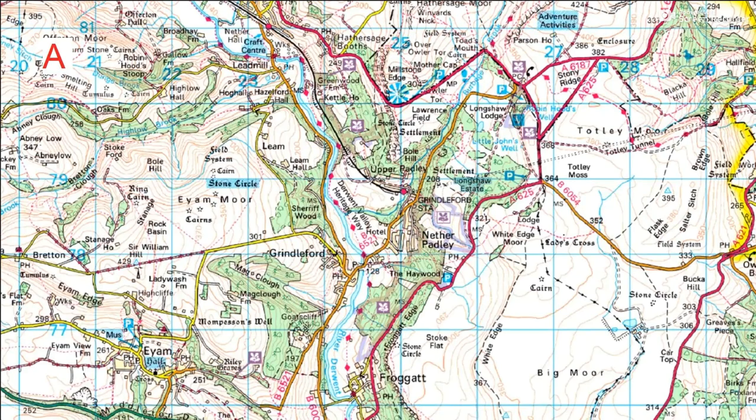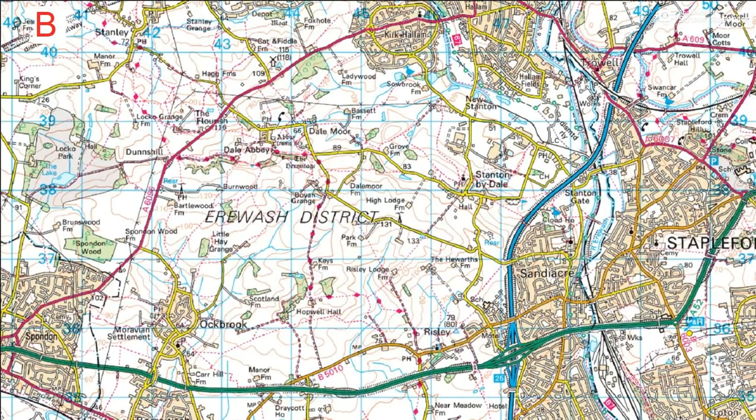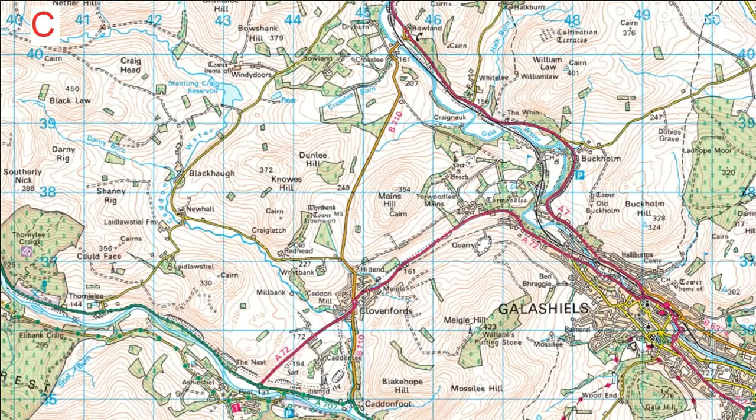So we're using Ordnance Survey 1 to 50,000 maps. So we've got map A, map B, and map C. Now you can see on these maps we have grid squares, and we can see the value of those squares. It's easy to see on this map, but we've got these 41, 42, 43, which reference these grid lines.